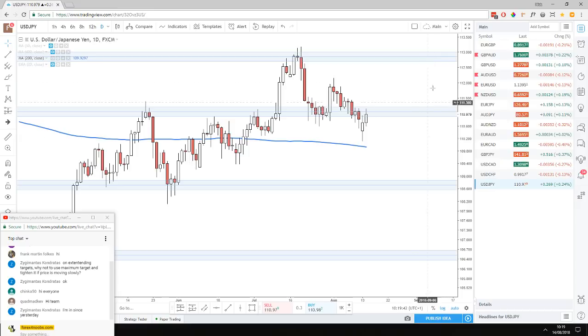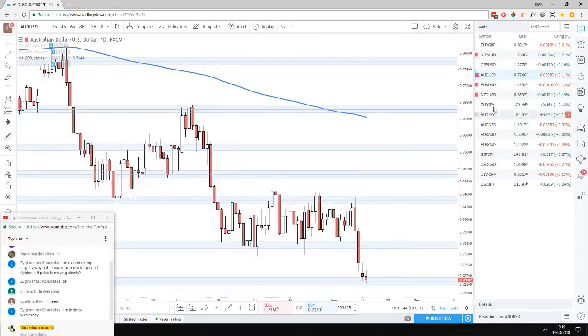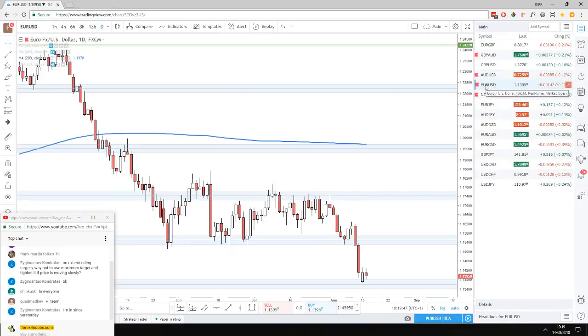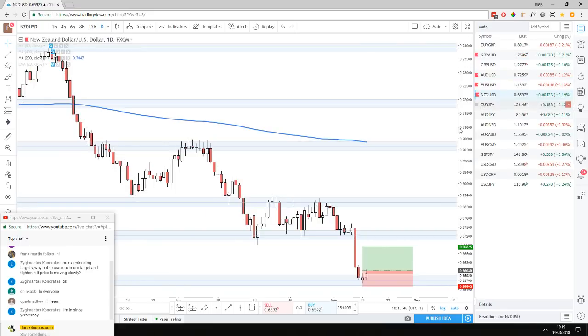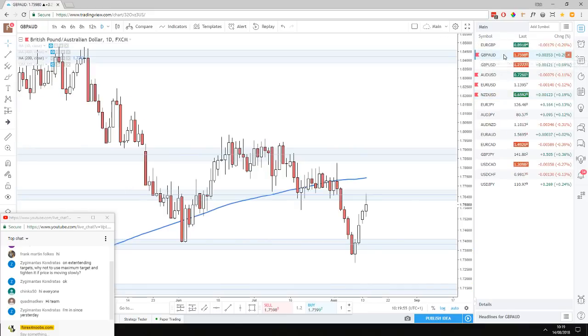We're looking for potential long on AUD USD, potential long on Euro USD, potential, well, no, this one's already in, so I guess it's a triggered long on New Zealand USD, and GBP AUD, we're looking for a potential short from the resistance area.